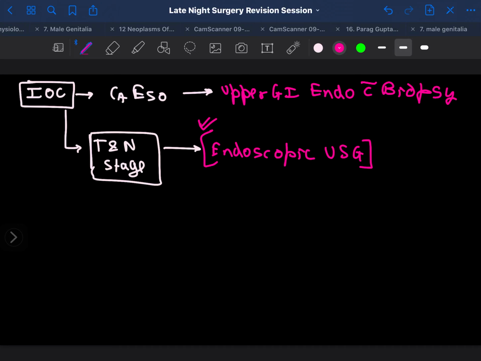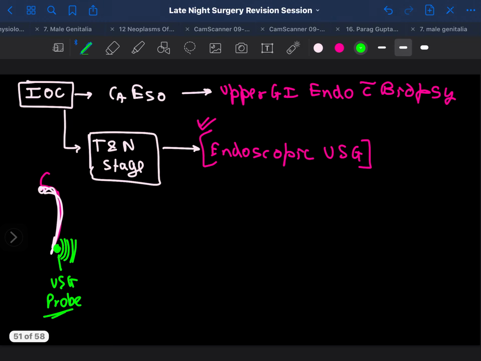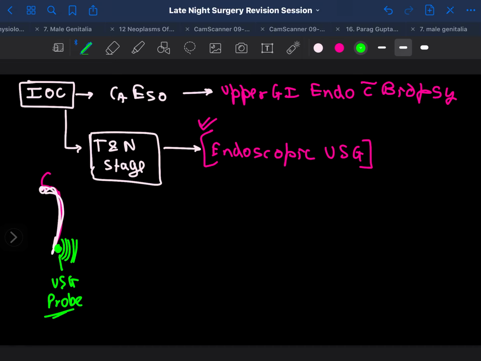And if I ask you, what is this endoscopic USG, guys? You are passing a probe from the mouth, and this probe is going till the lower part of the esophagus, and at the end of this probe you have an attached USG probe. This USG probe is taking the USG pictures, and this is what is telling you how much is the depth of the wall of the esophagus which has been encroached by this tumor. So the T and N stage is detected by an endoscopic USG.